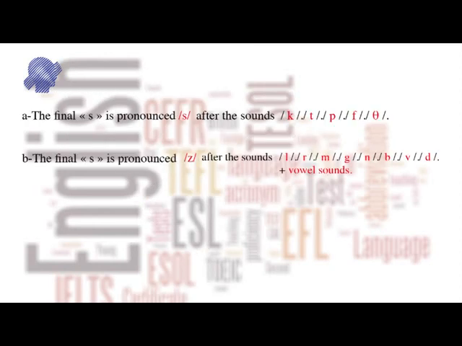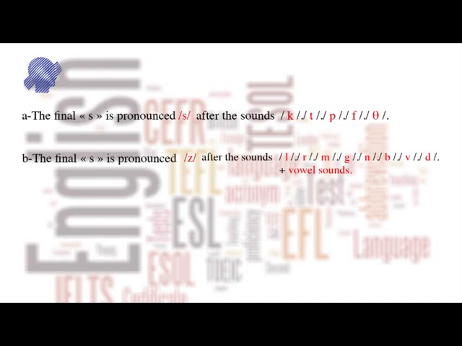Let's move to the second column. Which sound do you hear before the final S? L, R of inspector, M, G, N of politician, B, D, V. The vowel sound in follow, because the W is not pronounced, follow, we hear a vowel sound, and the vowel sound in university. So we can say, we draw the rule, the final S is pronounced Z after the sounds L, R, M, G, N, B, V, D, plus the vowel sounds.